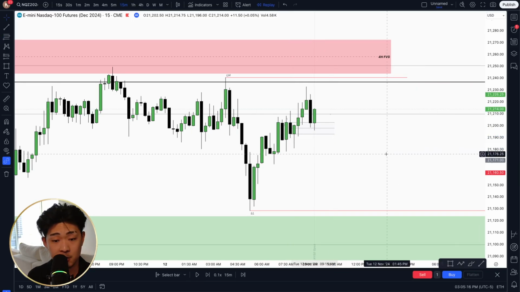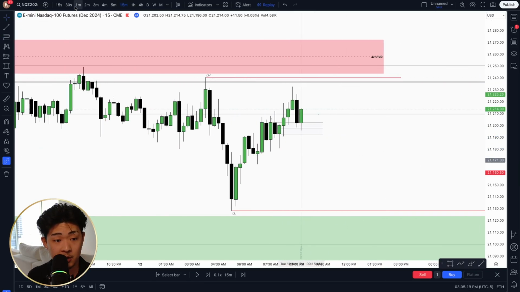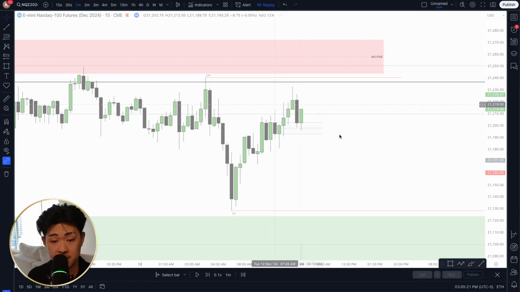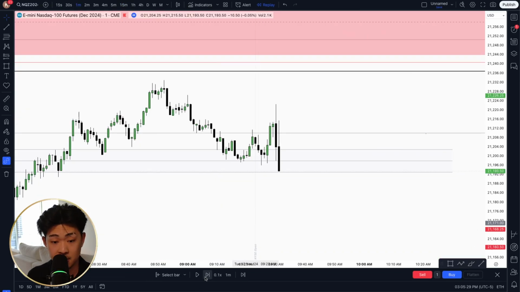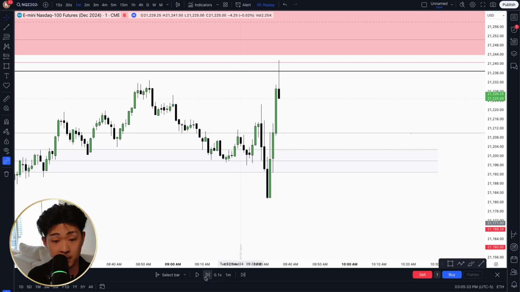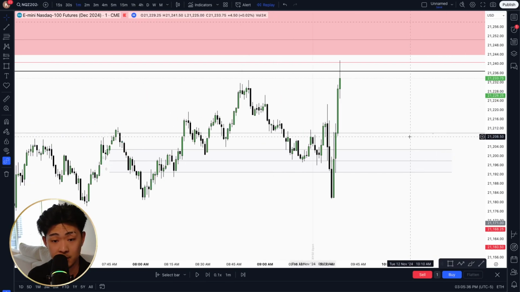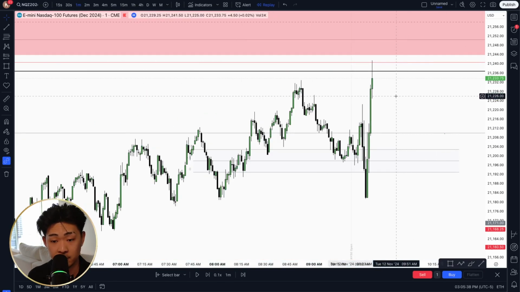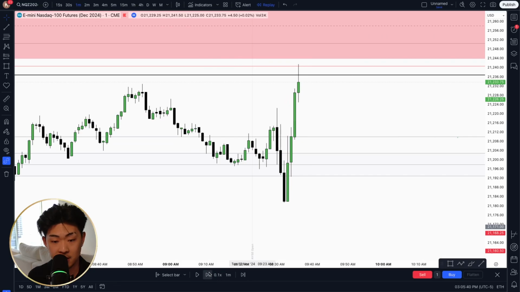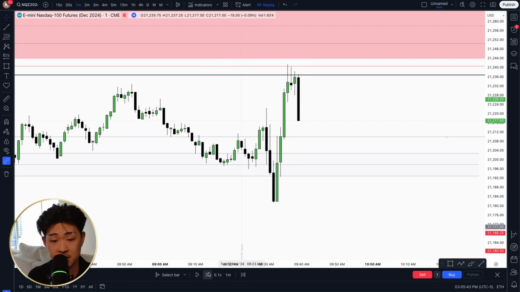That is our opposing PD array currently, and we're going to go ahead and drop down to the 1-minute time frame. Market opened, looks like we're going buy now. And now we have swept London high right here. So we have officially swept London high. Let's see if price decides to create a setup off of this.